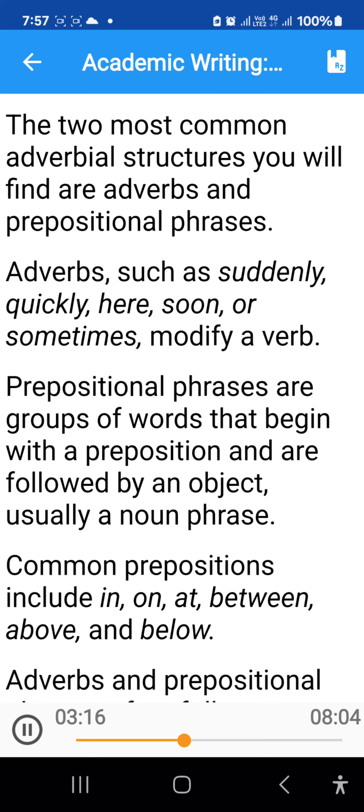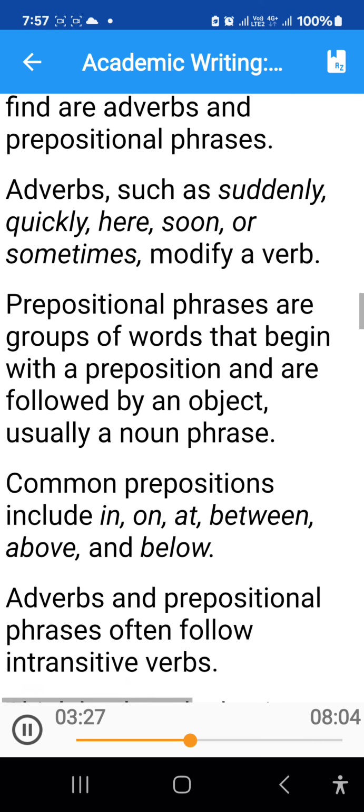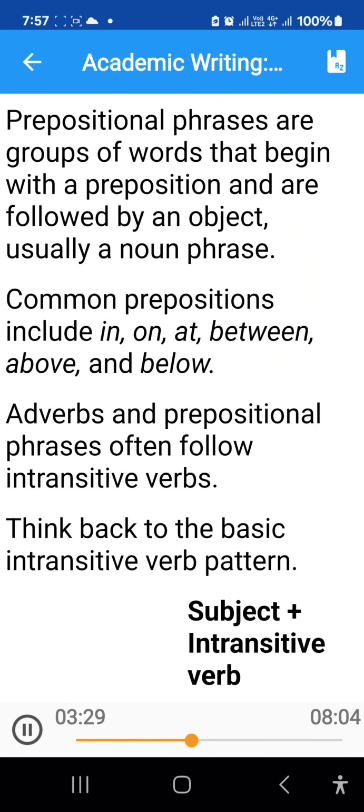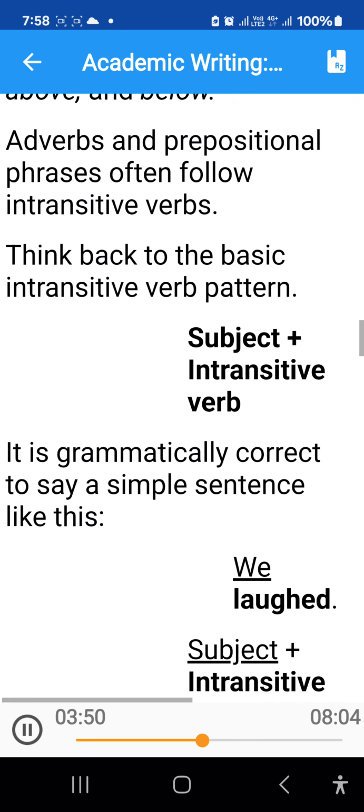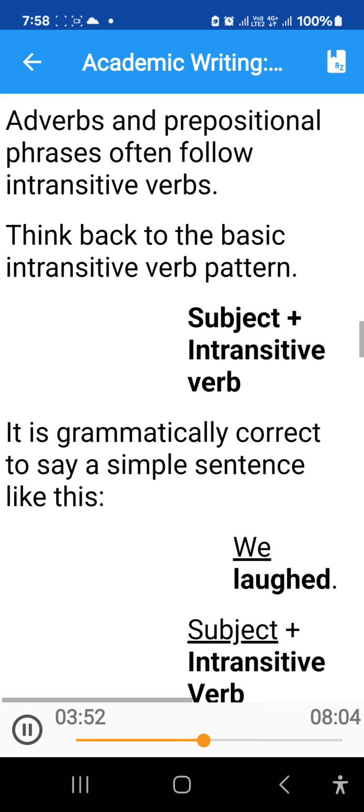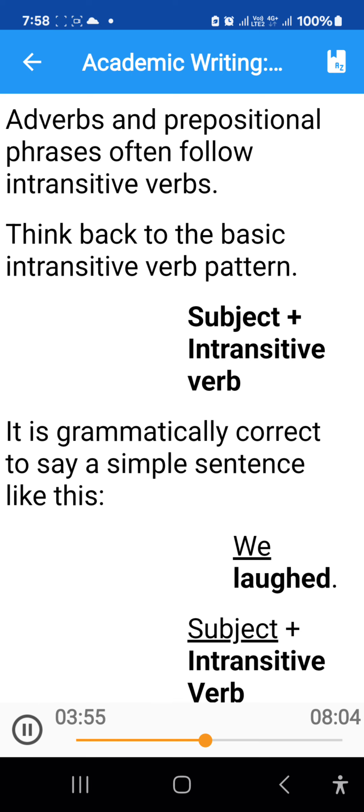Adverbs such as suddenly, quickly, here, soon, or sometimes modify a verb. Prepositional phrases are groups of words that begin with a preposition and are followed by an object, usually a noun phrase. Common prepositions include in, on, at, between, above, and below. Adverbs and prepositional phrases often follow intransitive verbs.